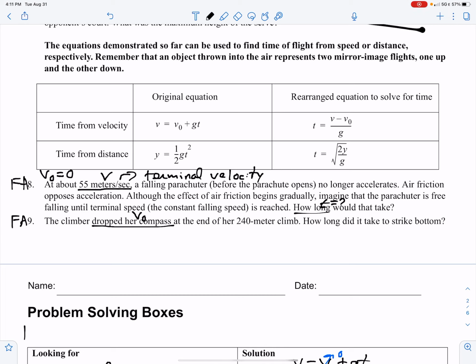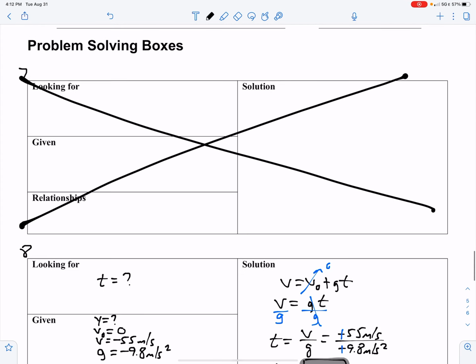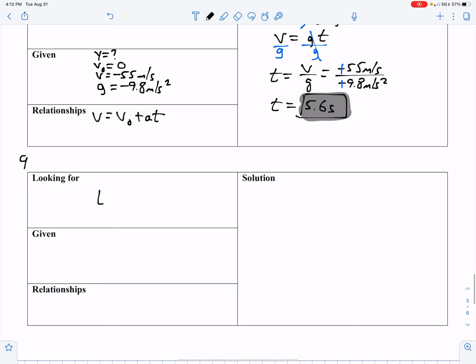Dropping the compass indicates that v naught of the compass would be 0. 240 meters would be y, that's the distance that it fell, and we're looking for time. We know that it fell a distance of negative 240 meters. We have to include the negative in there because that's the distance the compass fell. It fell 240 meters below the point at which she climbed to.